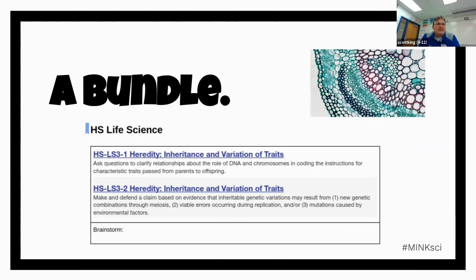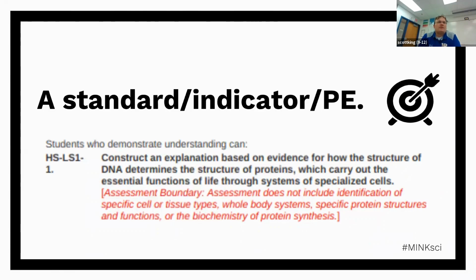So here we have a bundle. It's got 2 standards that I've picked about heredity, inheritance, and variation of traits. They're all about how DNA becomes proteins, how they're passed on from one parent to children or from one cell to another cell, and how errors in this process can cause mutations and other issues. So within that, we would pick a standard, and a particular standard here would be this one. So we're going to construct an explanation based on evidence for how the structure of DNA determines the structure of proteins, which carry out essential functions of life through systems of specialized cells.